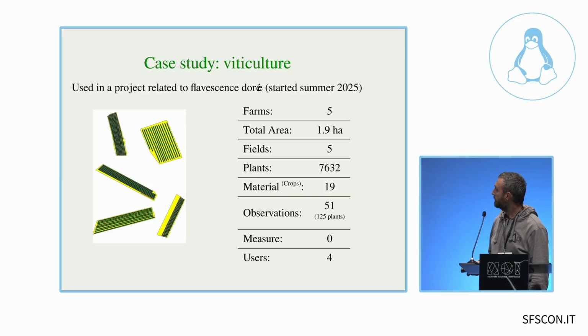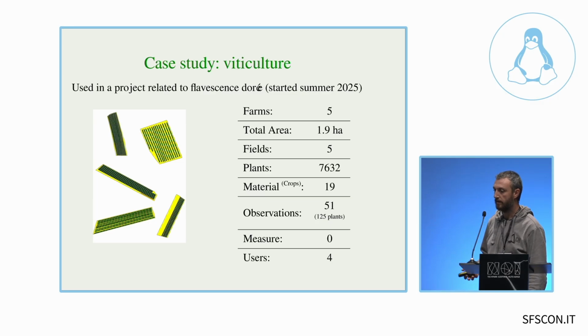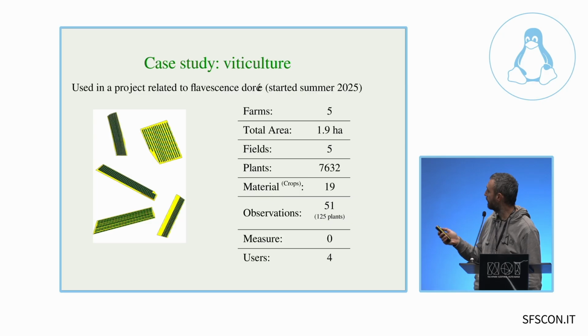The second case study is with viticulture, and they started just last summer. It's a little bit smaller because we have only 2 hectares, and the number of plants is a third of the before. The main problem with this project is that there are bigger fields with a bigger amount of plants. So the app is working a little bit slower right now, but we will work on improvement.